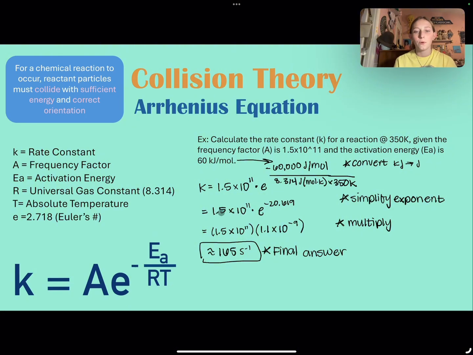So then I simplified the exponent, and I have 1.5 times 10 to the 11th times e, which was 2.718, our constant, and it's most likely in your calculator, raised to the negative 20.619 power. So then you just simplify everything and multiply it, and your answer should be around 165 inverse seconds. So that's how you use the Arrhenius equation, which is related to collision theory.